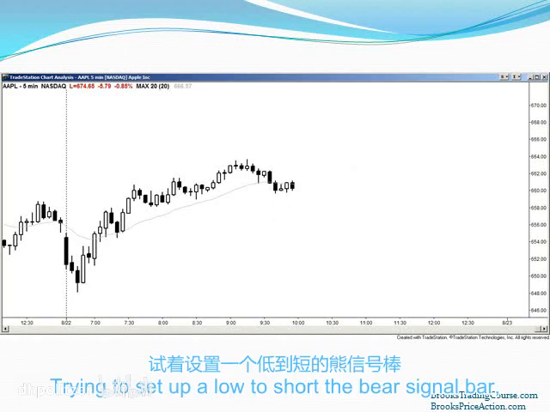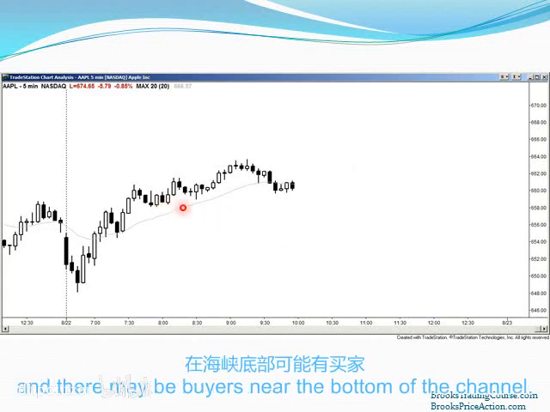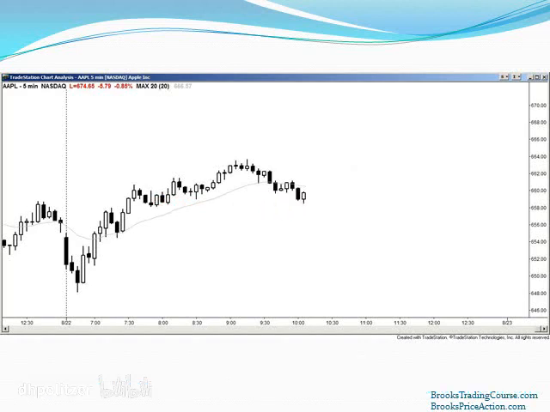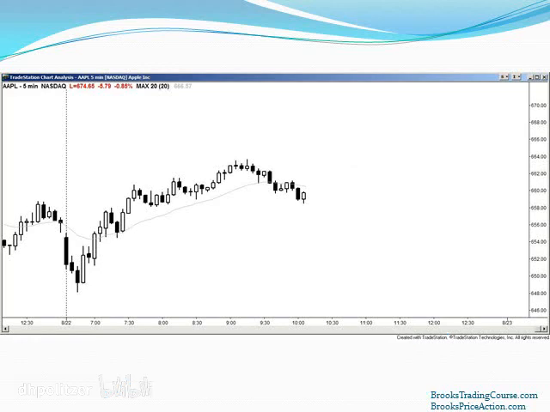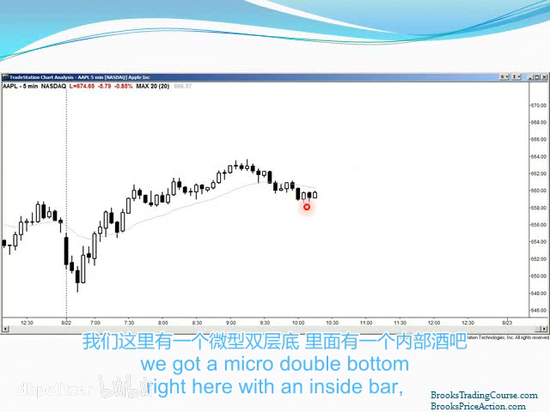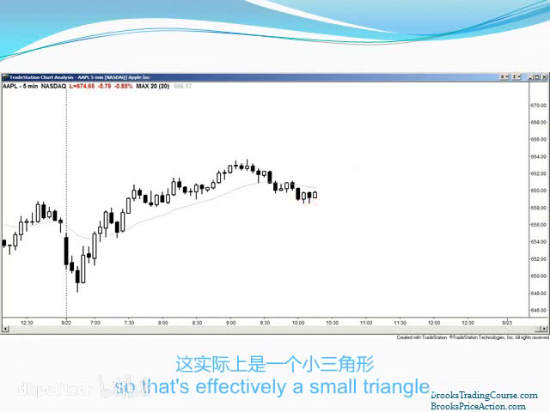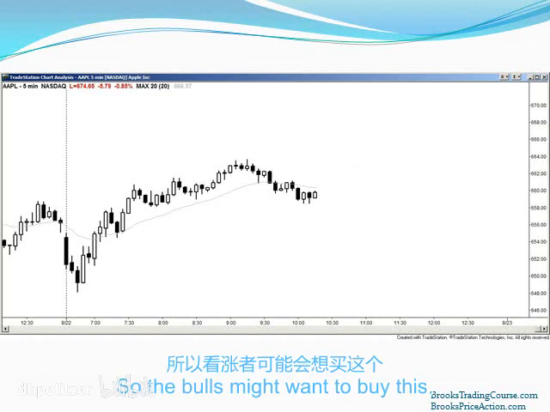Trying to set up a low 2 short with a bear signal bar, but we're getting close to the bottom of the channel, and there may be buyers near the bottom of the channel. Good looking bear bar, but immediately reversed by the next bar. Okay, we got a micro double bottom right here with an inside bar, so that's effectively a small triangle. So the bulls might want to buy this.